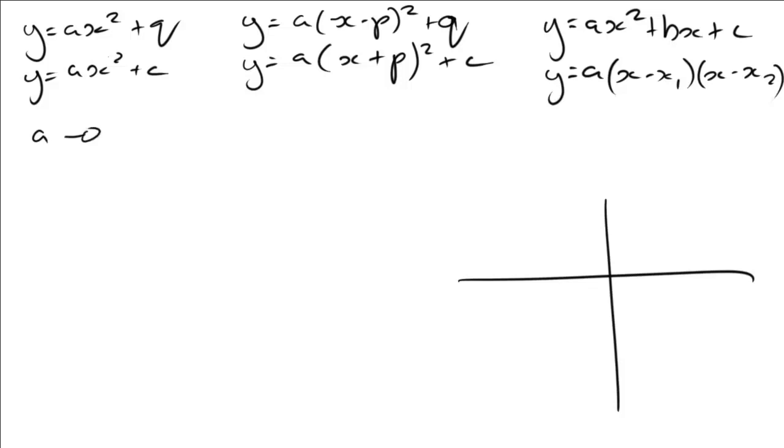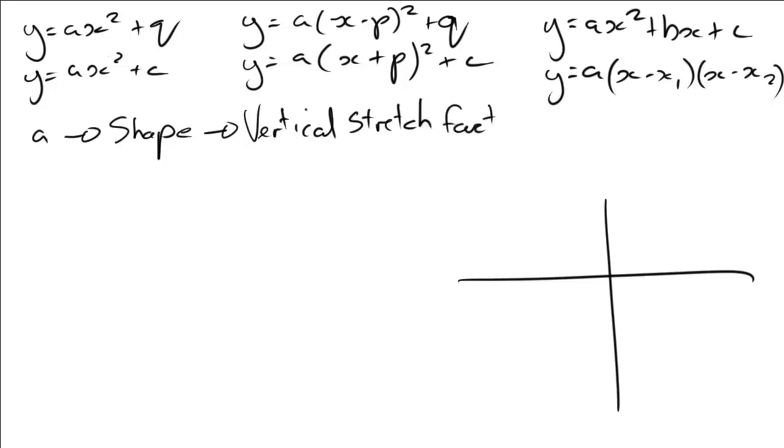Now, what is A? A determines the shape of the parabola. But more specifically, there's a specific name. It's called the vertical stretch factor. And what's the vertical stretch factor? The vertical stretch factor says the greater the value of A, the closer the arms are to the y-axis. The smaller the value of A, the further away the arms are from the y-axis.